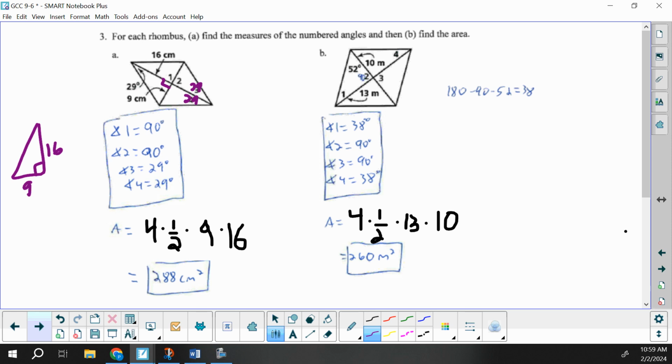In B, 2 and 3 are 90 because the diagonals are perpendicular. Once you have 90 and 52, subtract those from 180 to get 38 here. Based on your zigzag with alternate interior, this would be 38, and then 4 would have to be 38 as well, because in a rhombus, the diagonals bisect the angles. Doing the same idea, 4 triangles that are 13 by 10, we end up getting an area of 260 for the rhombus.